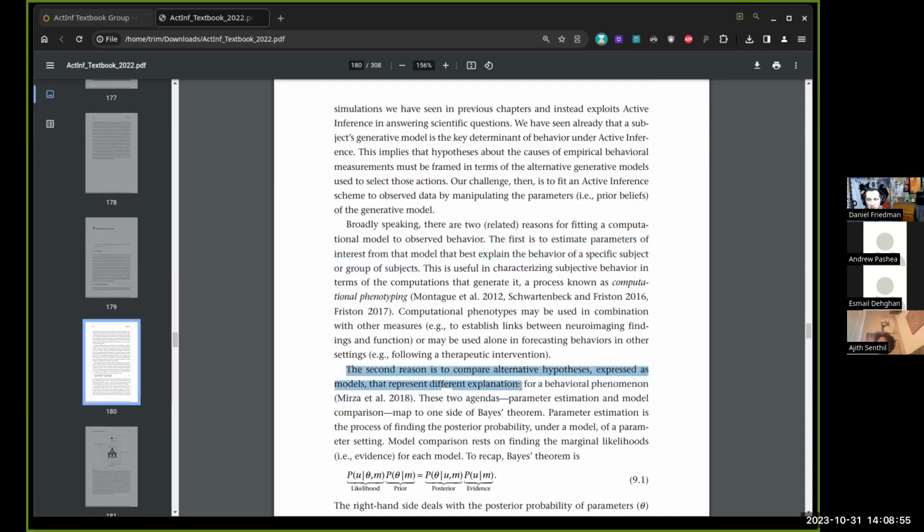The second reason is to compare alternative hypotheses expressed as models that represent different explanations for behavioral phenomena. So here, instead of preconditioning on one model, we're actually going to use the data to interrogate a portfolio of models. So we have performance of multiple individuals on multiple days. Then we might say, okay, well, the simplest model is all individuals are the same, drawing from the same distribution, all days draw from the same distribution. Then we have a model where individuals don't differ, but days differ. But then we have individuals differing, but not days. And then there's an individual by day interaction.